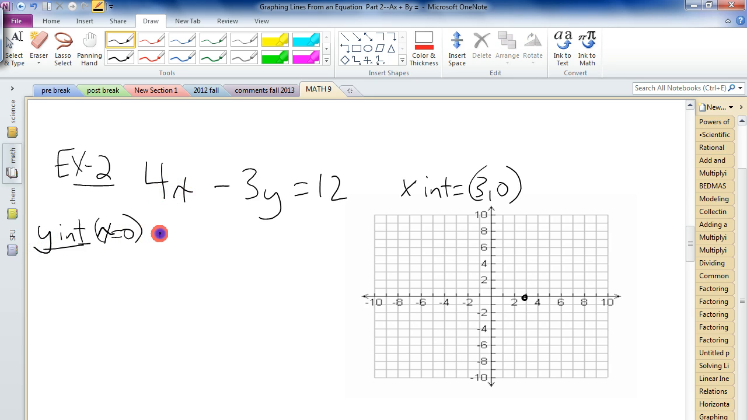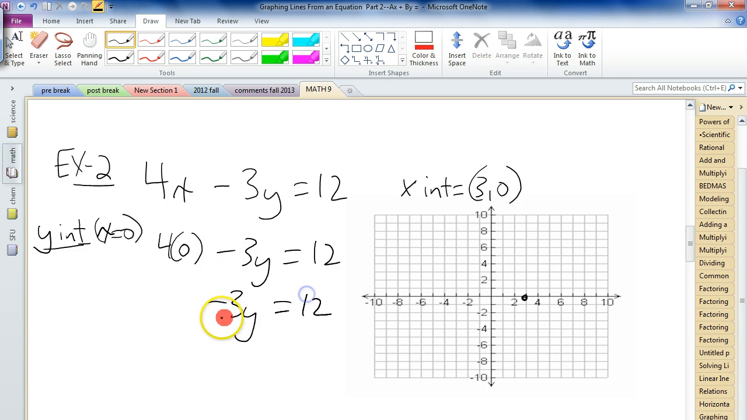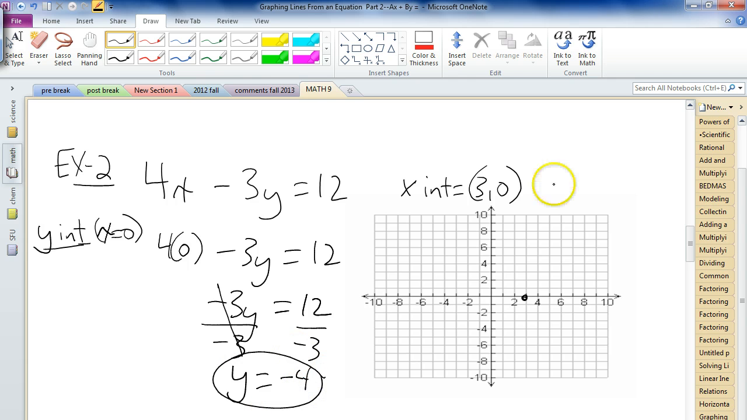So we put a 0 into there. 4 times 0 minus 3y equals 12. 4 times 0 is 0. You're just left with, don't forget about the negative sign, negative 3y equals 12. Negative 3 is multiplying the y, divide by negative 3, divide by negative 3, the negative 3's are gone. Y is equal to, signs are different, 12 divided by negative 3 is negative 4. So our y-intercept is, where x is 0, y is negative 4.